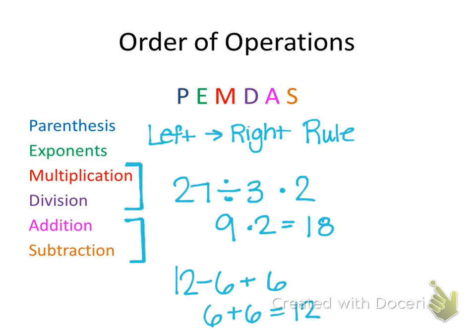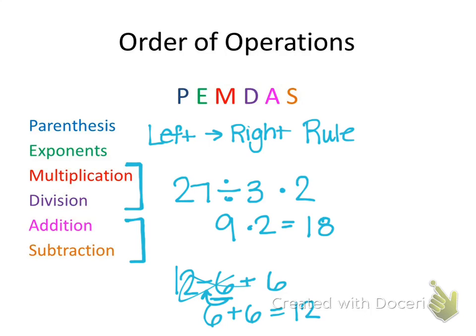Which technically, this 6 right here is a negative, and that's why it throws people off, which we will deal with down in the year. So you don't have to worry about it now, okay? But just remember, multiplication and division are equal. Then, right underneath them, addition and subtraction are equal, and I follow the left to right rule.